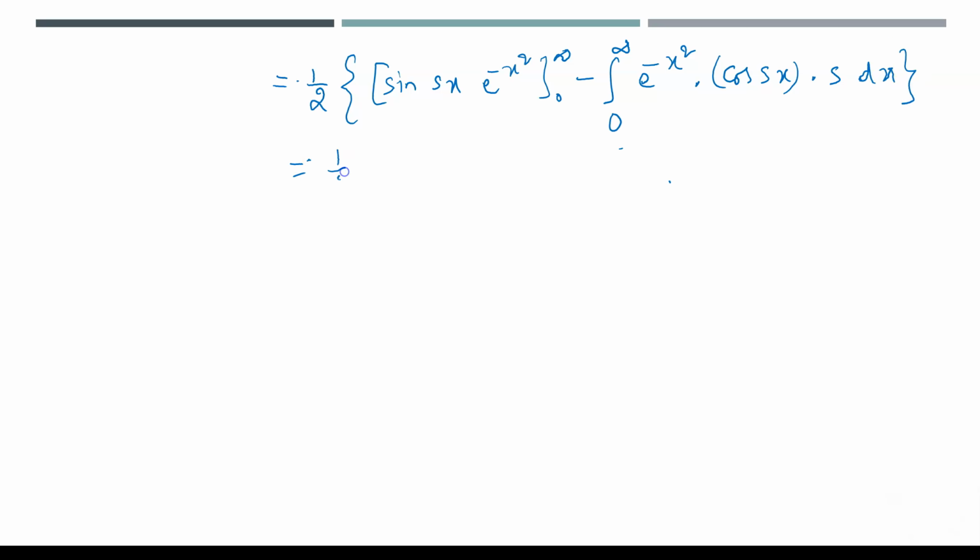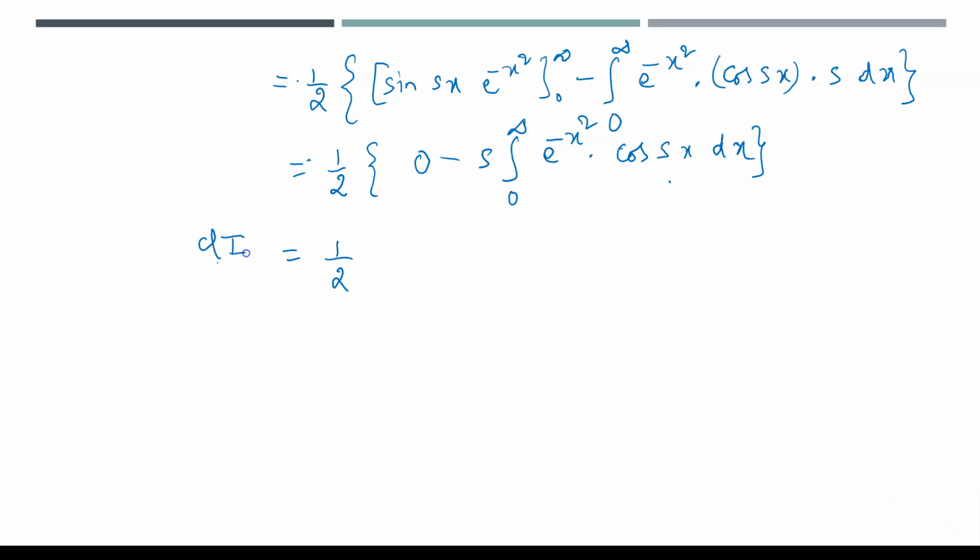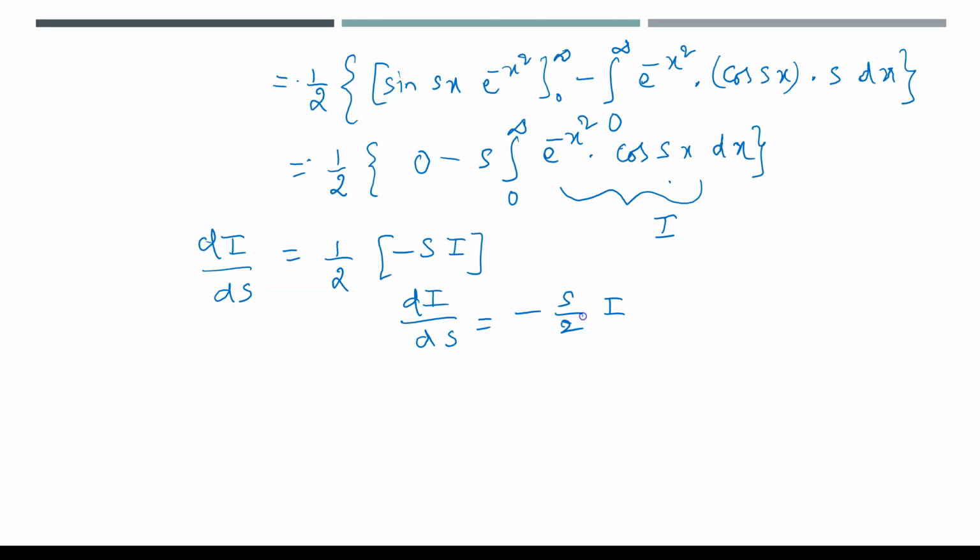That means we have 1/2 times, applying the upper and lower limits, the first term becomes 0, minus, taking s outside, the integral from 0 to infinity of e^(-x²) cos sx dx. This is nothing but I, since we have taken I equal to this integral. So on the left-hand side dI/ds, on the right-hand side minus s into I. So dI/ds equals minus s by 2 I.